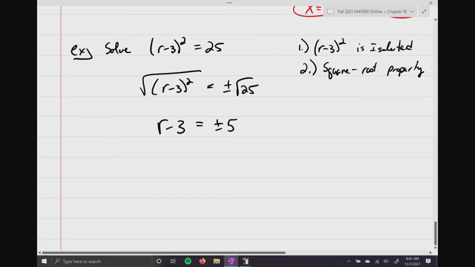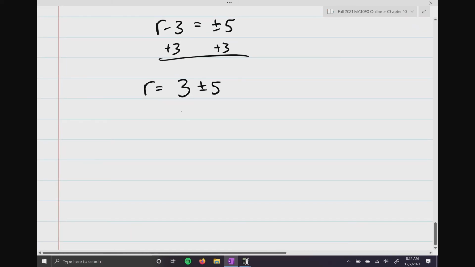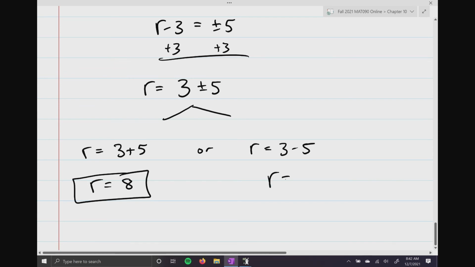Now we're going to add 3 to both sides to give us r equals 3 plus or minus 5. I'm just going to go ahead and separate it: r equals 3 plus 5, or r equals 3 minus 5. So we get r equals 8, and r equals negative 2.